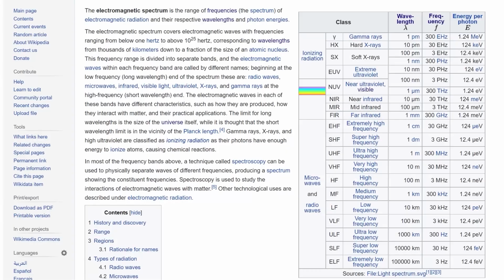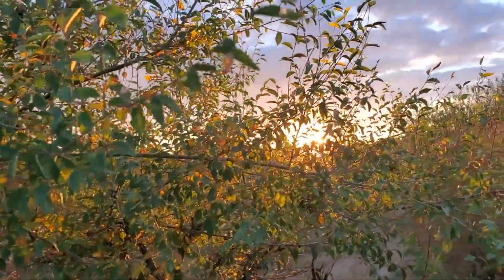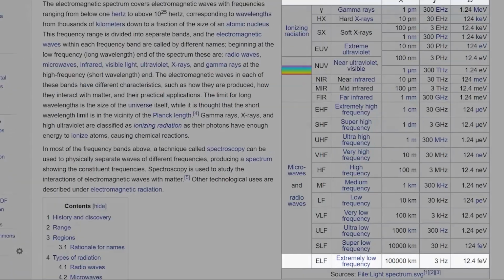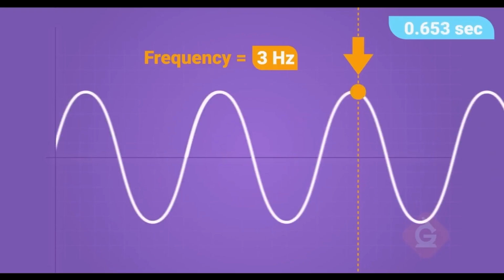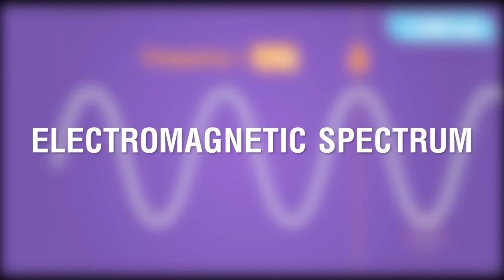The wavelengths of electromagnetic radiation range from about 1 picometer for gamma rays to 100,000 kilometers for extremely low-frequency radio waves. In a vacuum, electromagnetic radiation travels at the speed of light, about 300,000 kilometers per second. That means a wave with a wavelength of 100,000 kilometers completes just 3 cycles per second, giving it a frequency of 3 hertz. By dividing the distance light travels in 1 second by the wavelength, we get the frequency, and the full range of these frequencies is called the electromagnetic spectrum.